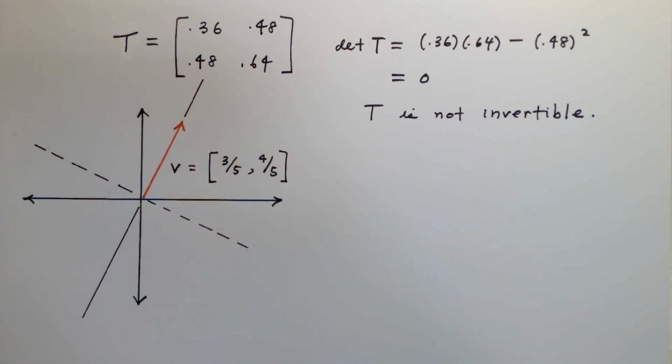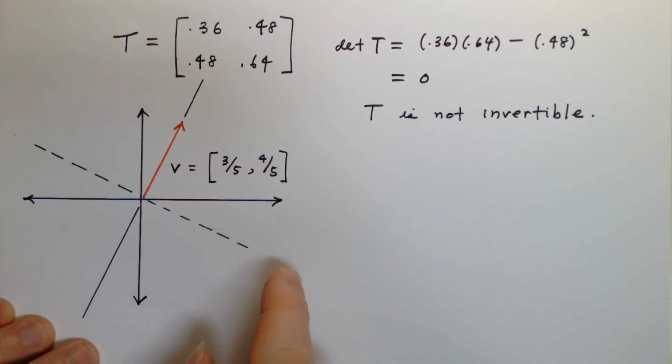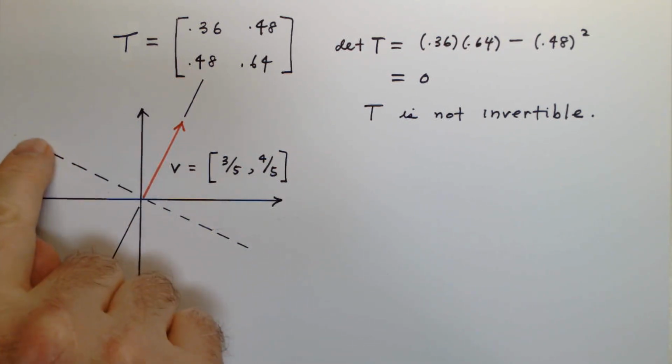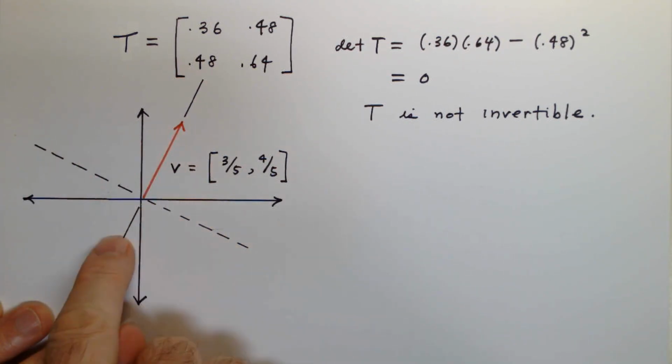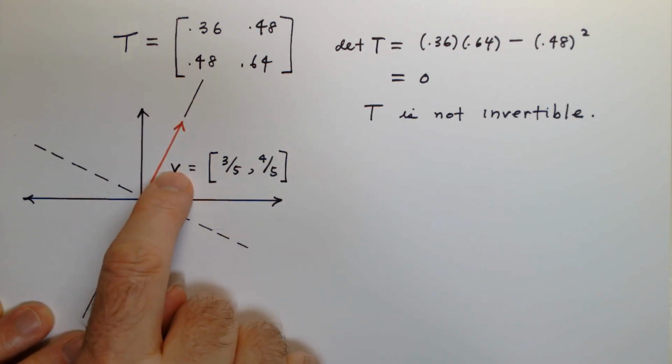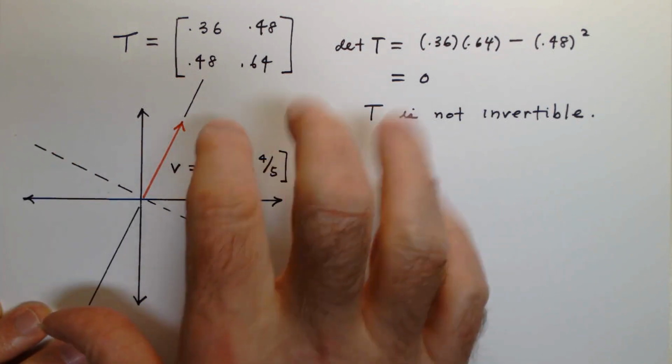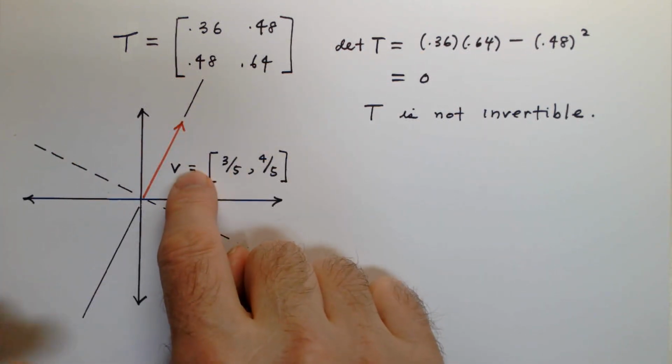Now, let's look at this from the perspective of our fundamental theorem on invertible matrices and see if we can gain another perspective on why this transformation is not invertible. Remember, this transformation is doing a projection, right? It's projecting vectors in the plane onto this vector v. What I've drawn here is the line that's perpendicular to the line given by the direction vector v.